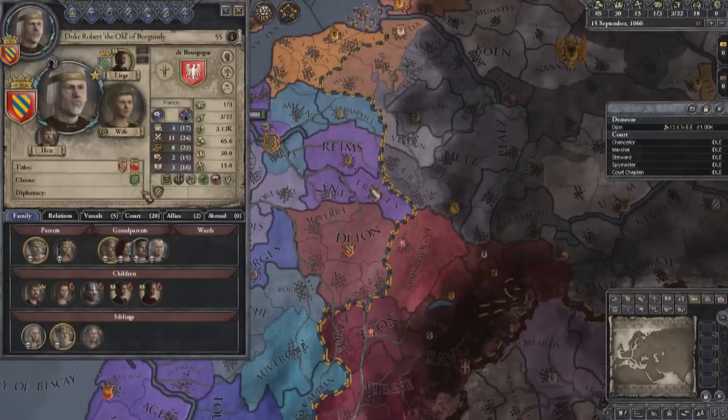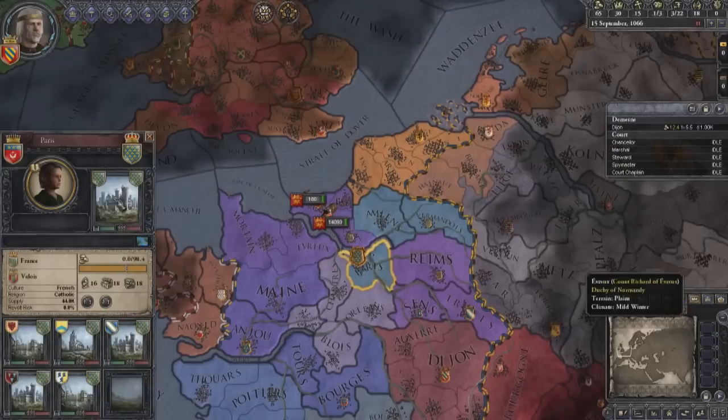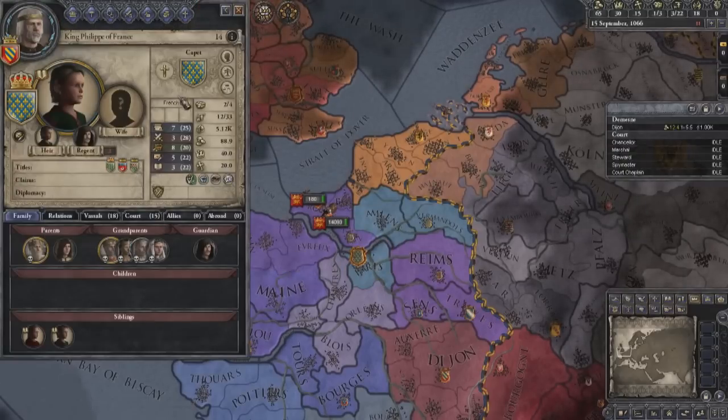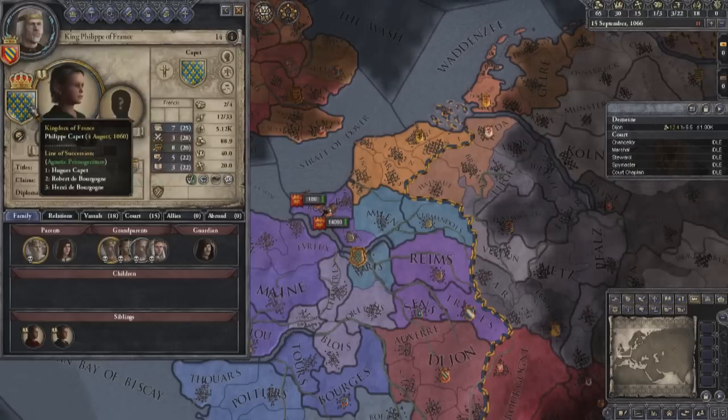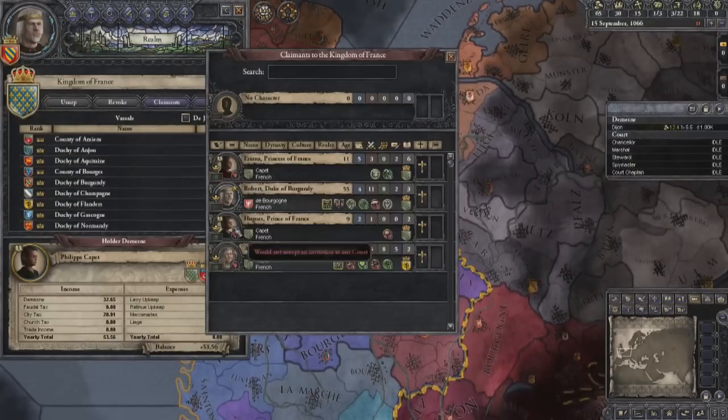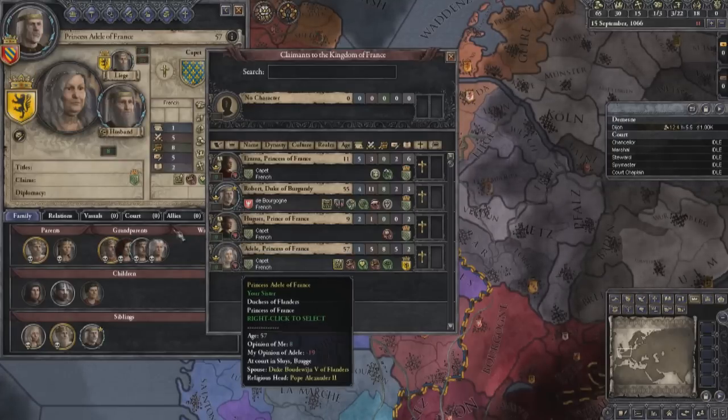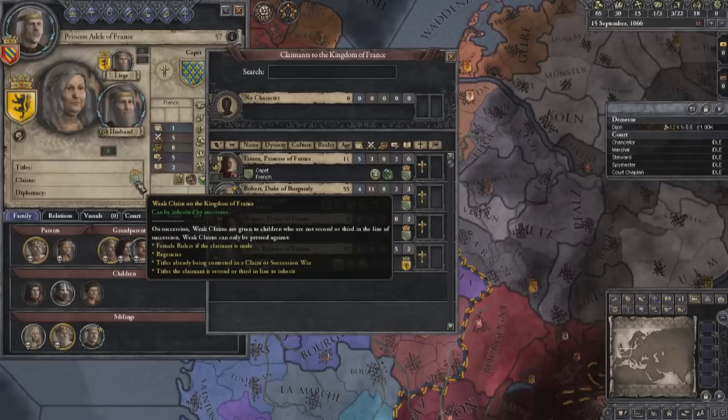And a claim comes in two varieties. So here you see a strong claim. I can press it at any time. A weak claim, however, let's see if we can find a weak claim to a title somewhere. So this is a weak claim.